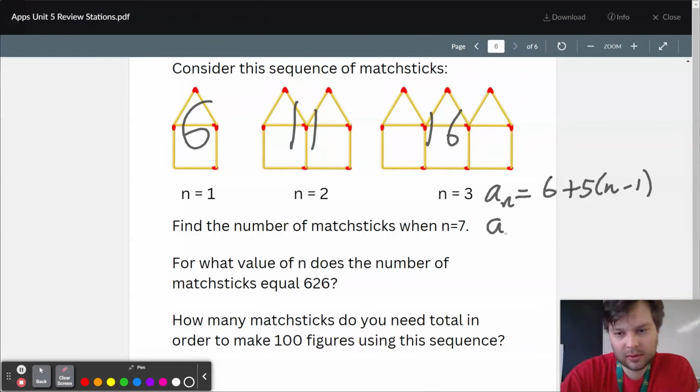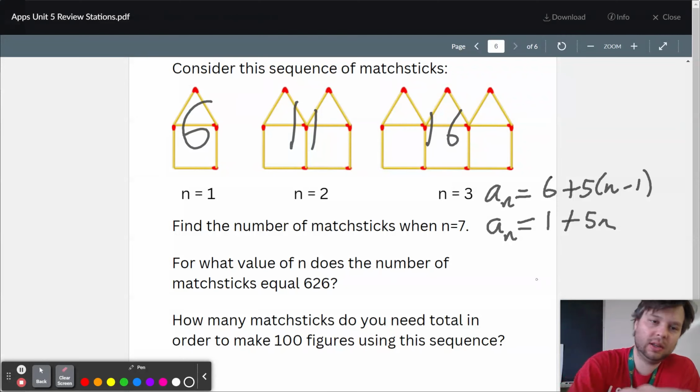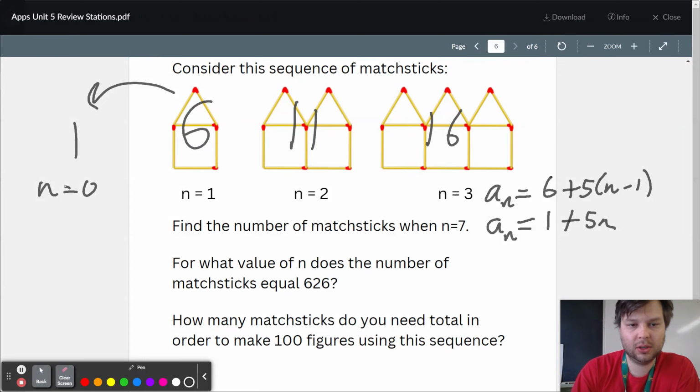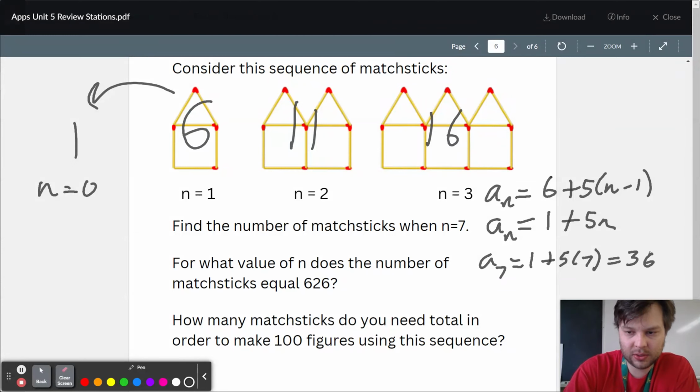Many of you don't like that, just like point slope form, even though I love it. Many of you still want to write 1 plus 5n or 5n plus 1. And the way you get the 1 there is if you work backwards and consider how many would there be when n is equal to 0. There'd be a single matchstick. So if you use that, then when n is equal to 7, it's just a simple plug in 7. So that gives you 35 plus 1, which is 36.